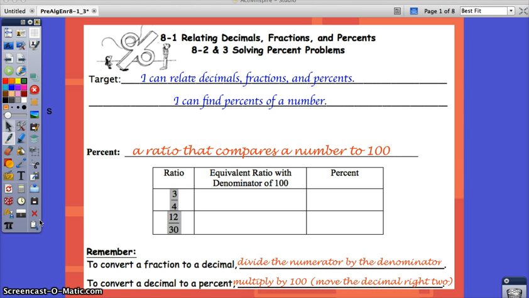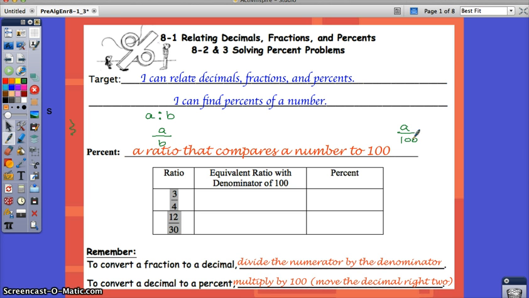So what is a percent? A percent is a ratio that compares a number to 100. Remember that a ratio is really just a fraction, or you could also write it with the ratio colon. So we could say A to B or A over B. A percent is just a ratio that compares a number to 100, so it's something out of 100. The denominator is 100.